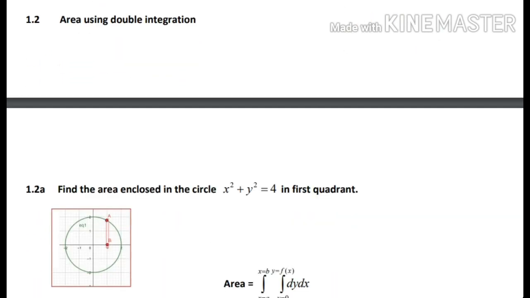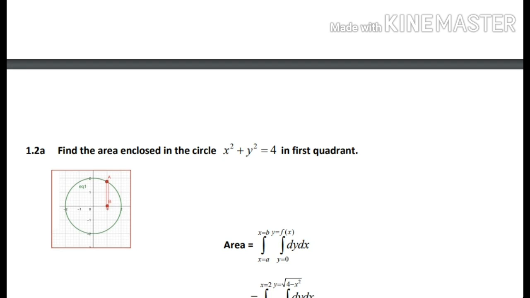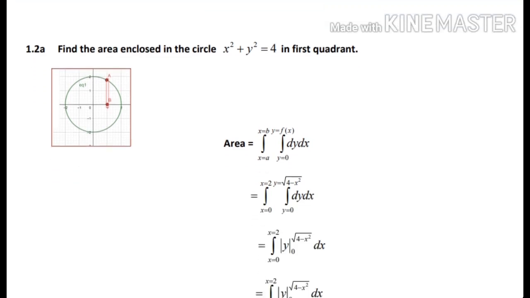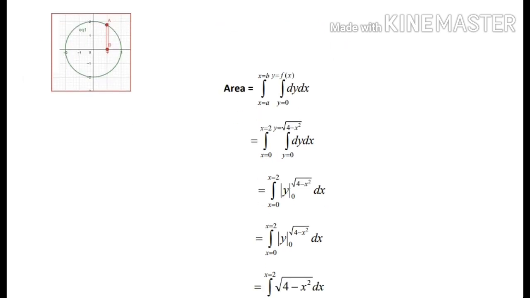Next we find area using double integration when the limits of integration are variable limits. So we have to find area enclosed in the circle in first quadrant. So we have to find area for this part of the circle. This is enclosed in the first quadrant. So we know this is a formula to find area, double integration dy dx.